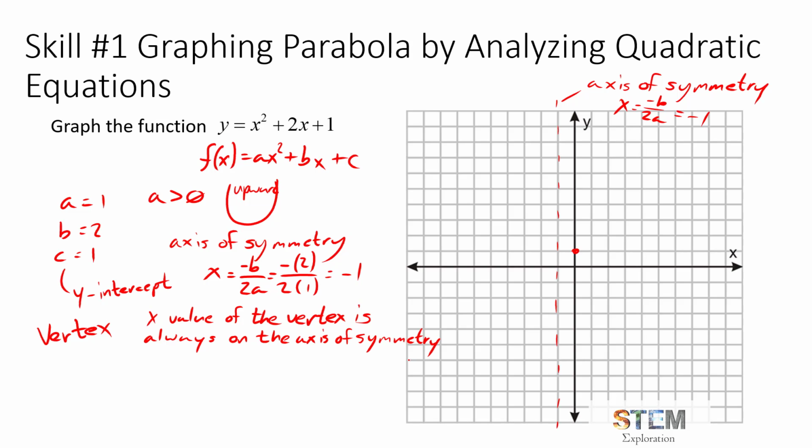So if you want to find what the y value is on the axis of symmetry, you just plug it in to the given equation. So we could just say f of x and plug -1 in for x, and then we could say -1 squared plus 2 times -1 plus 1, say 1 minus 2 plus 1 is equal to 0. And this would represent the y value of your vertex.